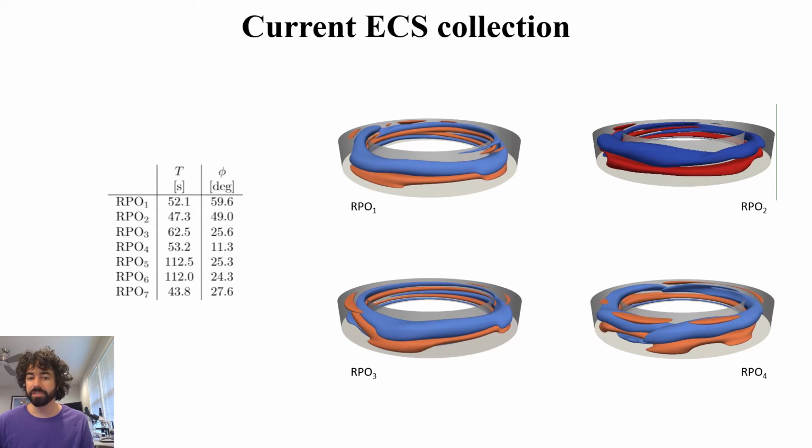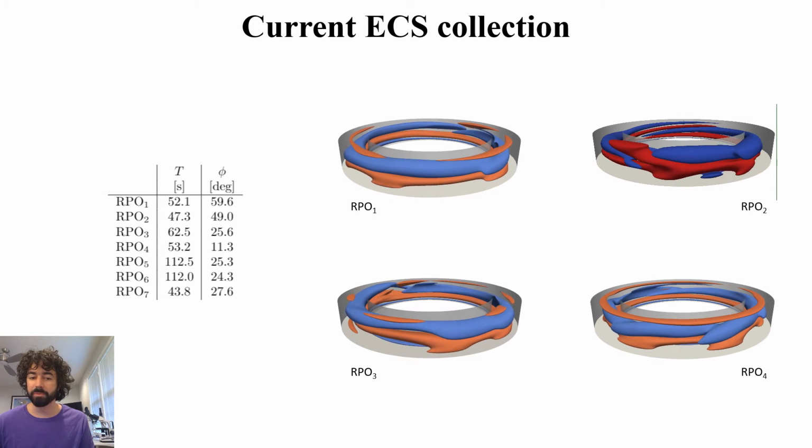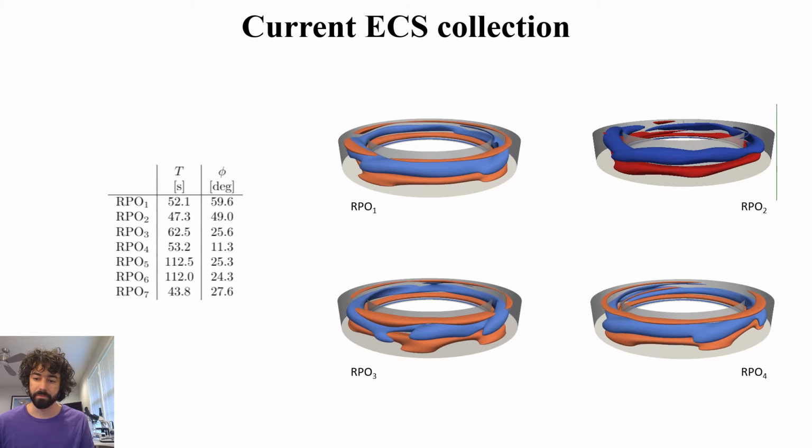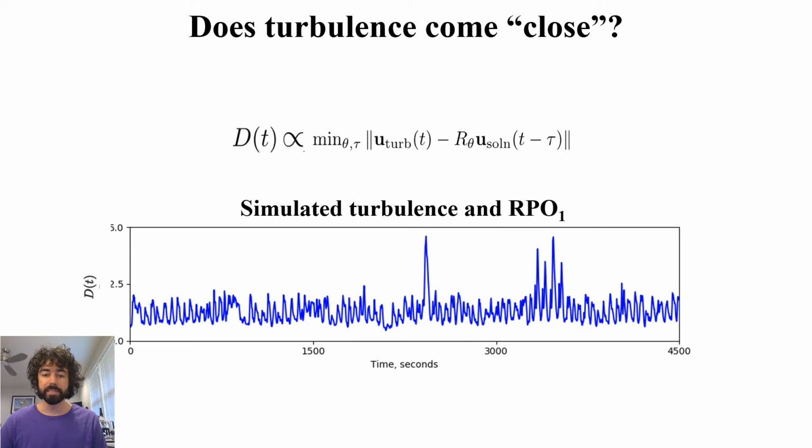Now that we have solutions in hand, we might want to know, does the turbulence ever resemble these ECS? We can do this by defining a distance metric, which is just the L2 norm of the difference between the turbulent flow field and the ECS. This distance is also minimized with respect to time along the period, as well as orientation along the azimuth. Here's an example of the distance metric from turbulence computed in numerics with RPO1.